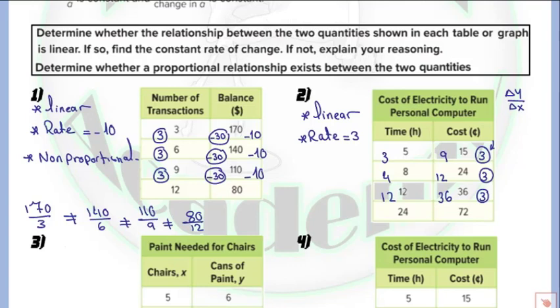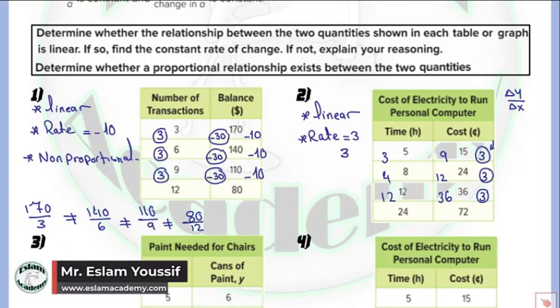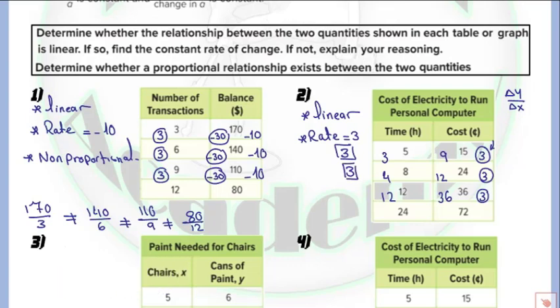Now we need to find if the relation is proportional or not. At first, divide: 15 divided by 5 equals 3. 24 divided by 8 equals 3. 36 divided by 12 equals 3. 72 divided by 24 equals 3. Once we divide y by x and all of the values are equal, it means this relation will be proportional.